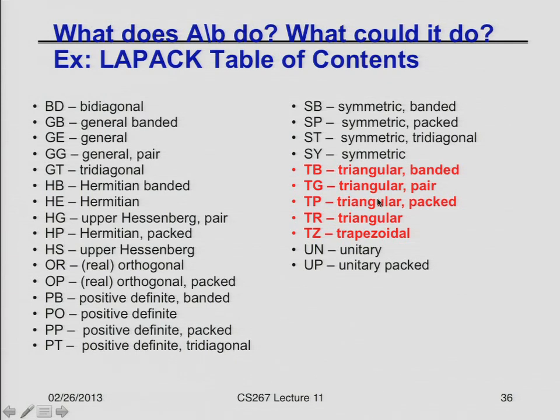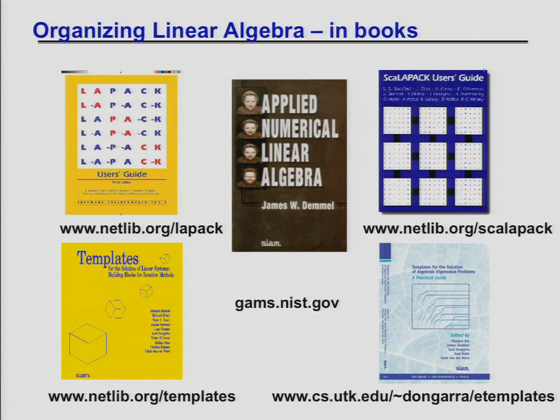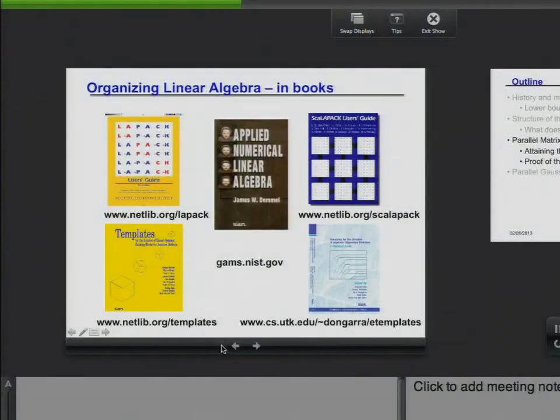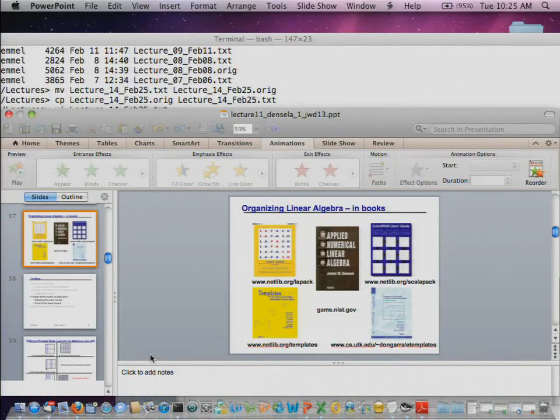So we have tried to organize this to make it easy to find what you want. This is old-fashioned technology, but books are available, and they're freely available online. We try to supply decision trees where you can work your way through and find the best code. And even the government is involved. So let me try to show you this web page. This is gams.nist.gov.